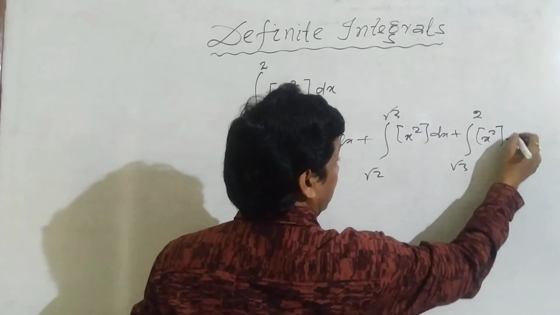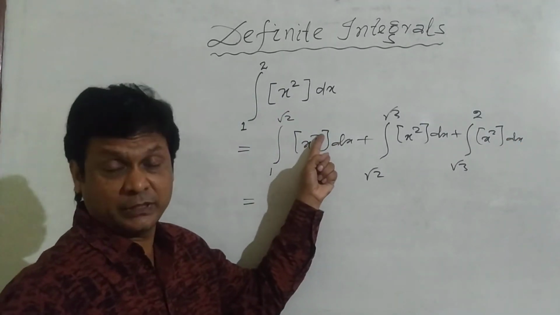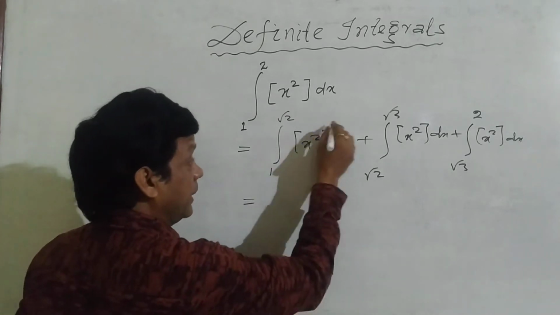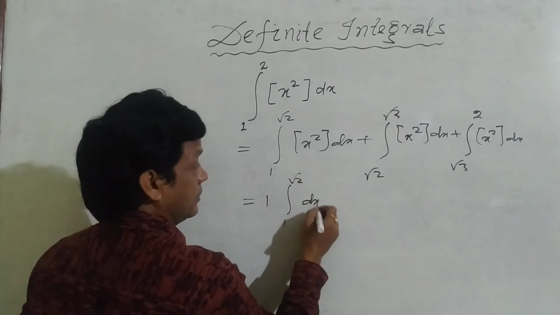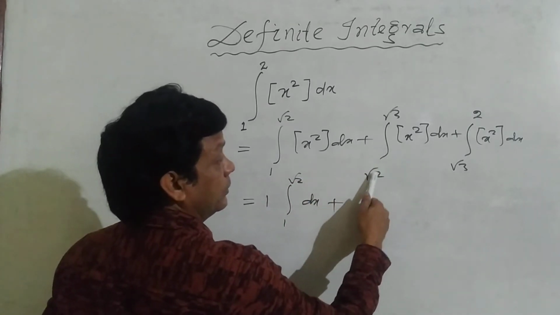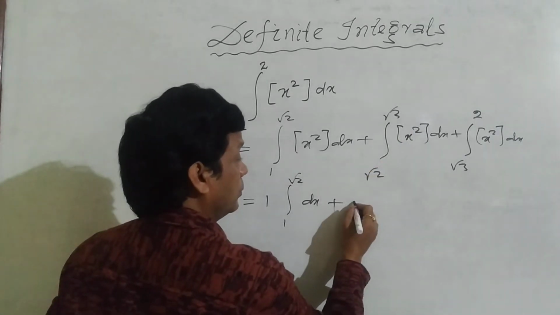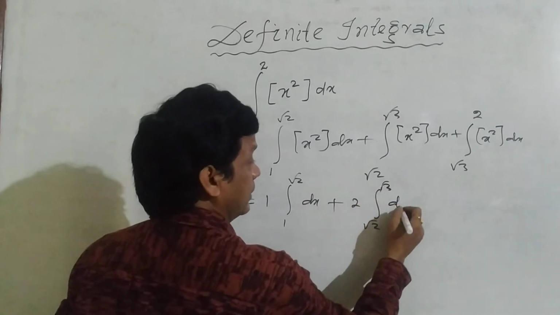This one. So here, put x is equal to 1. 1 square is 1. So bracket of 1 is 1. Integral from 1 to root 2 of dx. Then put x is equal to root 2. Root 2 square is 2, so bracket root 2 is 2. So 2 goes outside. Integral from root 2 to root 3 of dx.